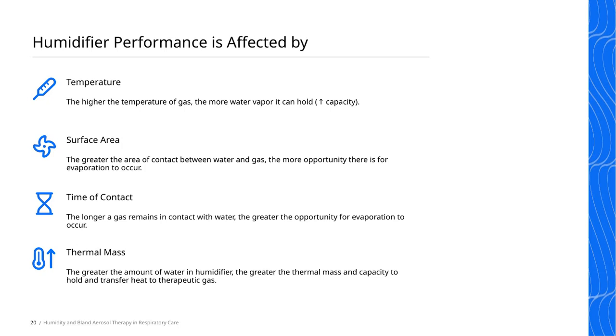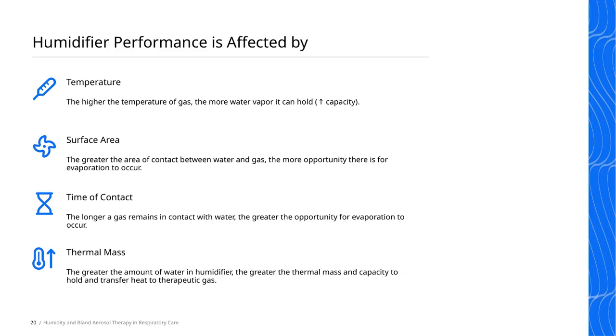Let's talk about how humidifier performance is influenced by several key factors, which are crucial in respiratory care. First, the amount of water in the humidifier plays a significant role. The more water it contains, the greater its thermal mass becomes, meaning it can hold and transfer more heat to the therapeutic gas. This is essential because better heat transfer improves humidity delivery. Next, there's the concept of thermal mass. The longer the gas stays in contact with the water, the more opportunity there is for evaporation to occur. So, increasing contact time can enhance humidity levels. Surface area is also important.